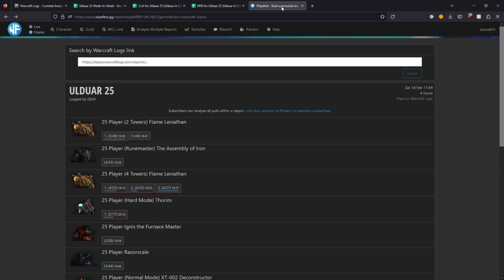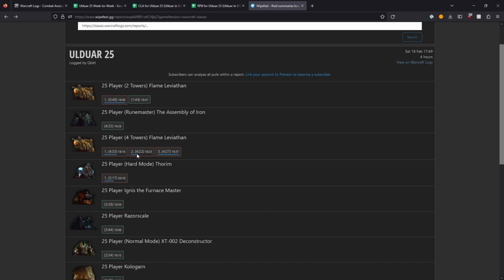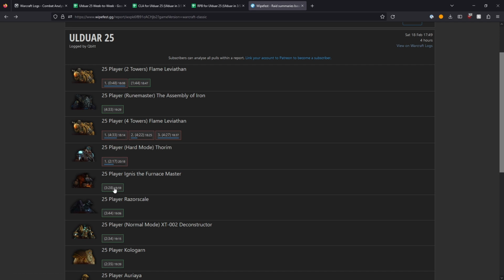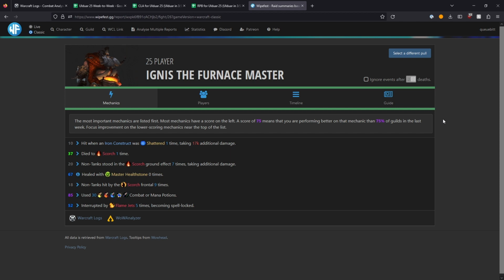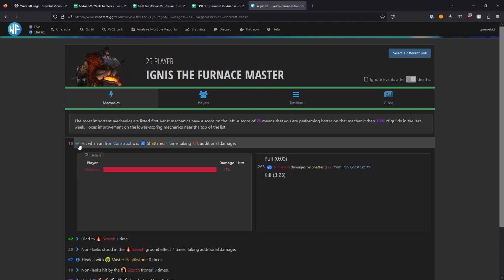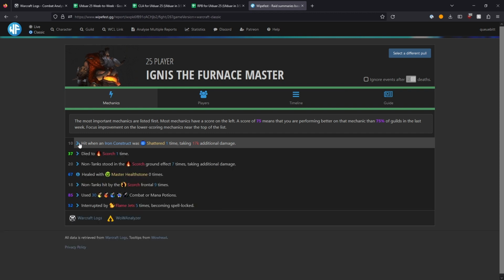Final tool, I have not started using this. I'm actually going to start using this weekend and testing it out. It's called Wipefest. So you put in your report and you pull up a boss fight. The two main things it does of interest is it scores the mechanics of the raid, and it does it with the same parsing. So high number and prettier colors are better. It lets us know where we seem to be doing poorly and what might be going on.